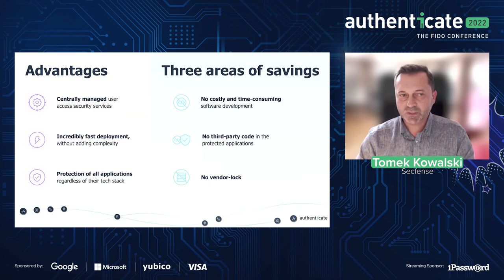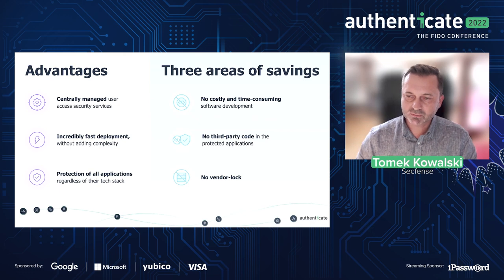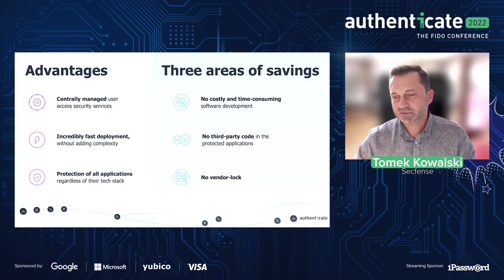What advantages are behind that architecture? Firstly, we can use a centrally managed user security system. The implementation is low cost, the implementation is incredibly fast, and in the broker mode, all the changes made to the strong authentication methods are done in one place. In the same way, we can use many different strong authentication tools or providers and deliver them to the applications. And it is the way to remove vendor lock-in from the authentication security space.